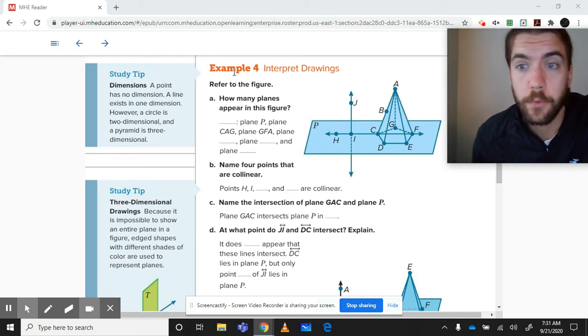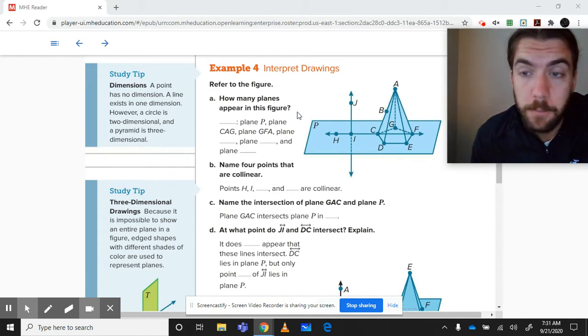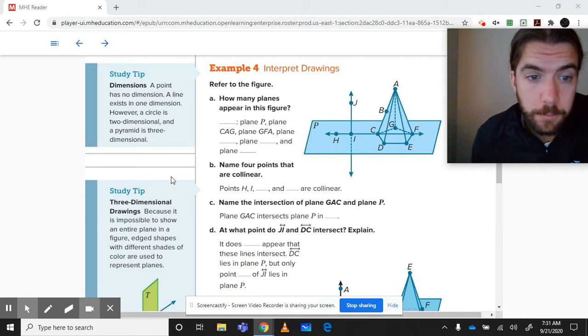Okay, in example 4, we're going to interpret a drawing that's a little bit complicated looking at first, but it's not too bad. So, referring to the figure, how many planes appear in this figure? Well, before we get the number, let's just go through and identify all of them. We can see clearly there's plane P, right? So that's the name of the flat rectangular plane. It's kind of horizontal in this picture.